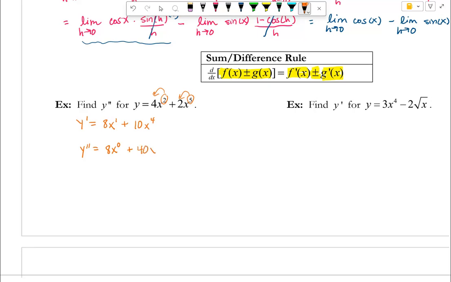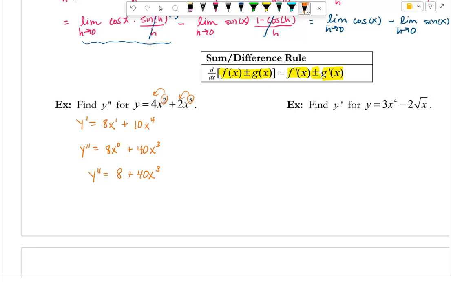So I get 40x to the third power, because using the power rule, I'm going to subtract 1 from my exponent. And I normally wouldn't write the x to the power of 0 part. So this just becomes 8 plus 40x cubed.